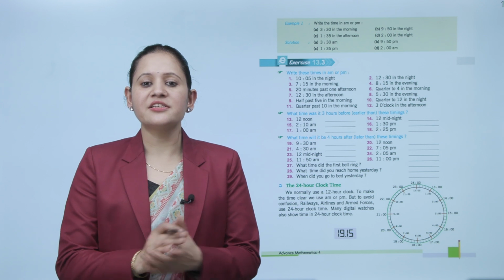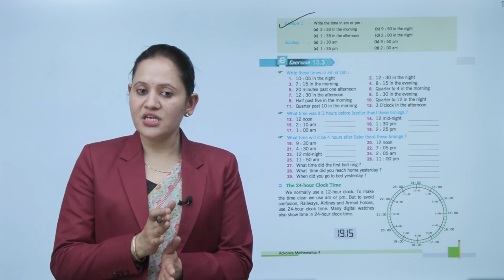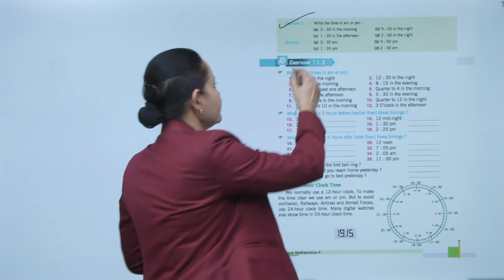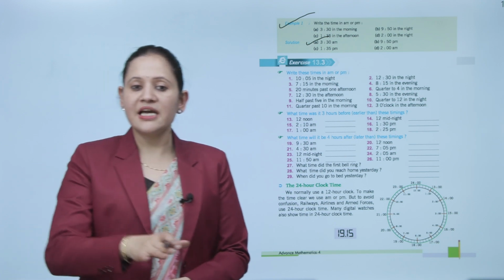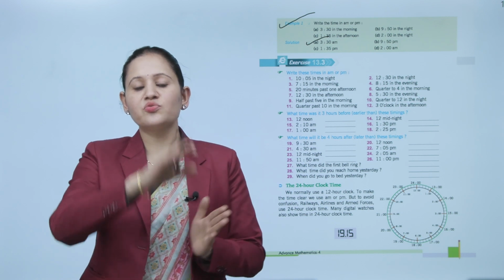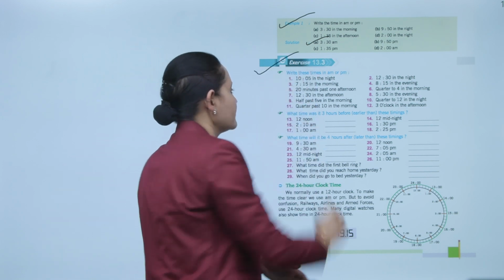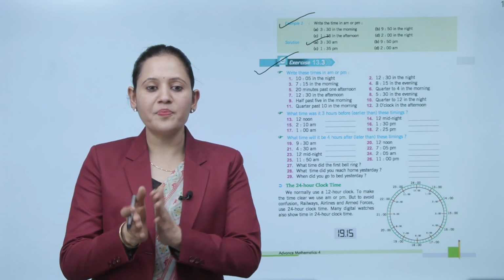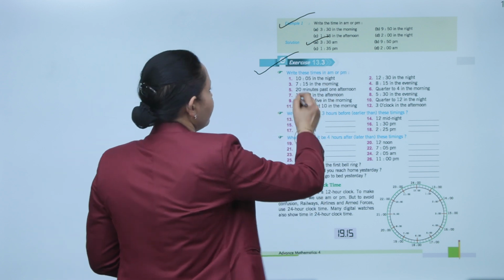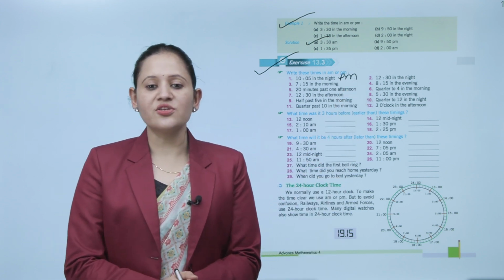Now we'll take an example. Write the time in AM or PM. 3:30 in the morning. Morning mein 3:30 ki baat ho rahi hai. That means 3:30 AM. Because midnight 12 o'clock to afternoon 12 o'clock time will be counted AM, and afternoon 12 o'clock to 12 o'clock midnight, that is PM. Next is exercise 13.3. Write these times in AM or PM. 10:05 night. Night mein, that means we'll write PM. Clear? So practice all the questions of this exercise.